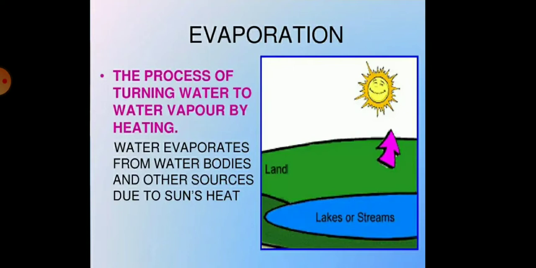Children, evaporation is an important term which we use in the water cycle also, and we have discussed it in the previous chapters. The process due to which water changes into its vapor form from the exposed surface is called evaporation, the process of turning water into water vapor by heating. We know water evaporates from water bodies and other sources due to the sun's heat. The factors which increase the rate of evaporation are the higher temperature of the air, the movement in the air, and the larger area of the exposed surface.